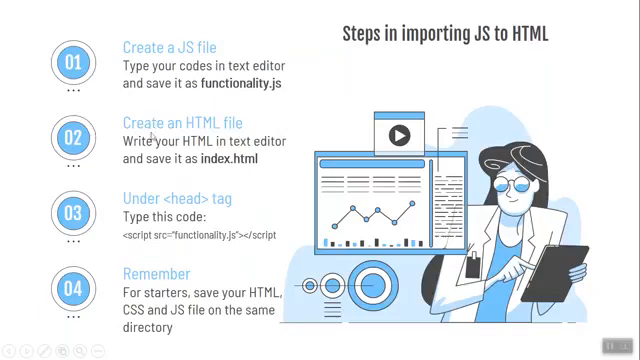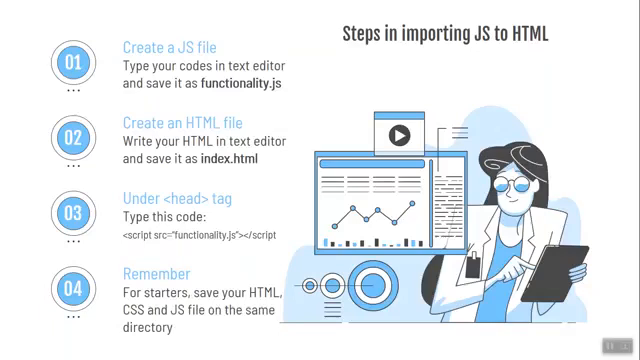The second step is to create an HTML file. Write your HTML in a text editor and save it as index.html. Same as the JS file, the name index is arbitrary, so you could change it into anything else, for example home.html or login.html. The .html is the file extension for an HTML file.